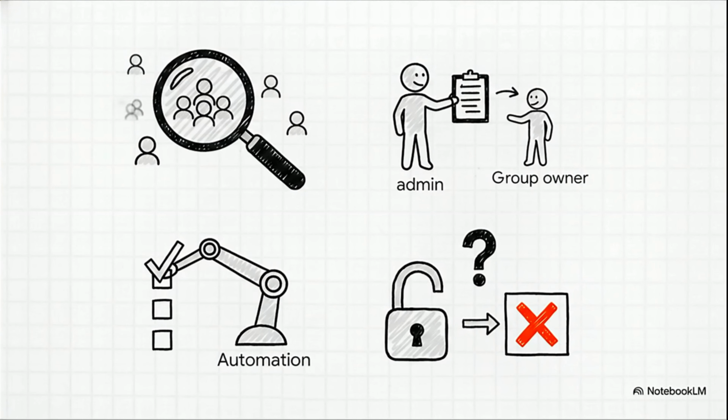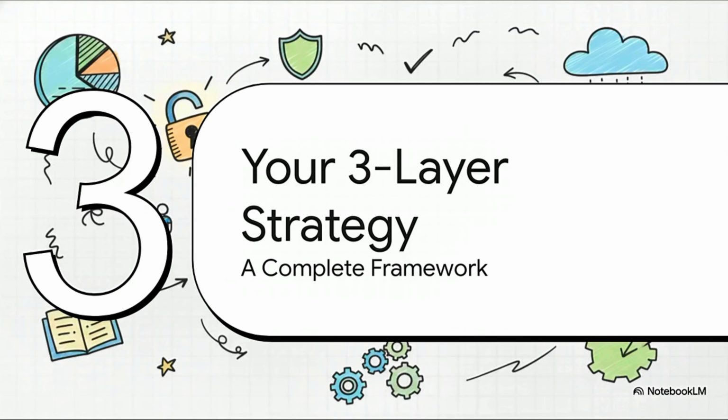Second, delegate the review to the group owners who have the right context. And most importantly, automate the consequence. If nobody responds to a review, the system should default to safety and automatically remove the access. No questions asked. Whew, we have gone all the way from a single user to an entire enterprise-wide governance system. So now, let's tie it all together into one powerful, cohesive strategy.